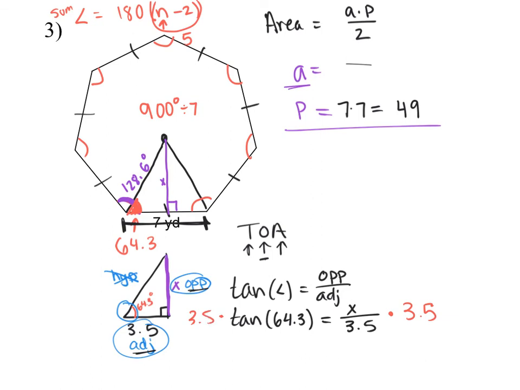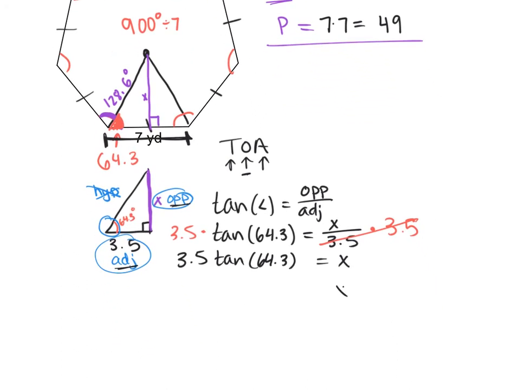And if I do that on both sides of the equation, the right side will cancel, leaving me x by itself equals 3.5 times the tangent of 64.3. Now I can turn to my calculator and type it in exactly as written. 3.5 times the tangent of 64.3 gives me about, remember we're rounding, something close to 7.272 for x. Remember that x that we just solved for is our apothem. We just found our apothem.